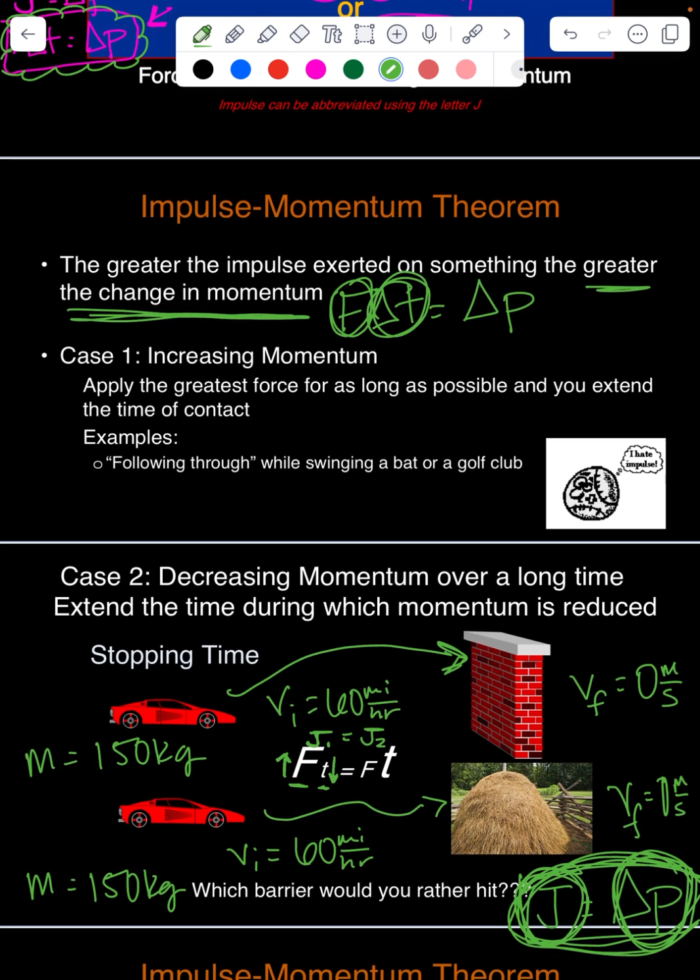The car that hit the hay brought it to a stop in a relatively large amount of time. So it had a long stop time, which made the stop force very small, relatively speaking. All right, so which barrier would you rather hit, the brick wall or the hay? I'm definitely going to say the hay. I want to extend that stop time as much as I can so that I can decrease that stop force as much as I can.